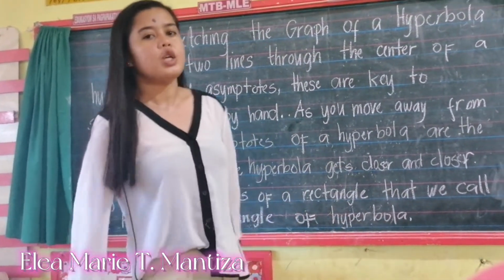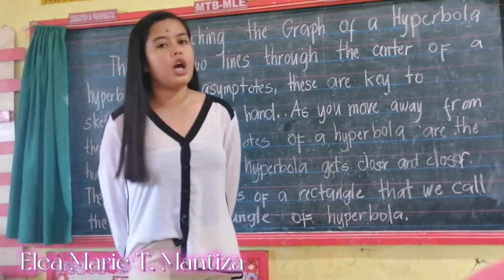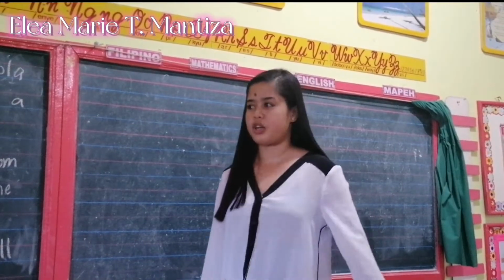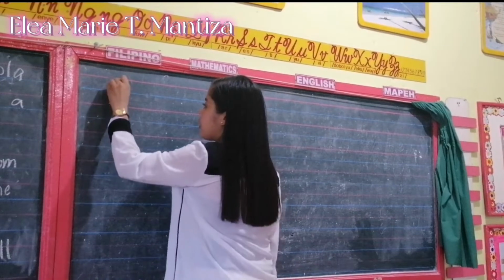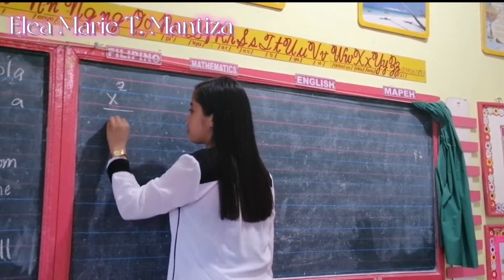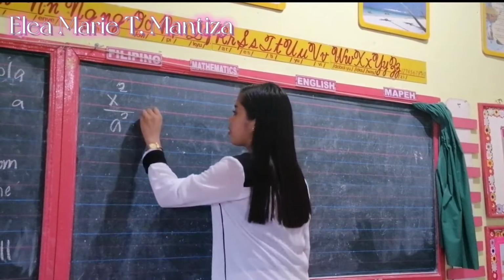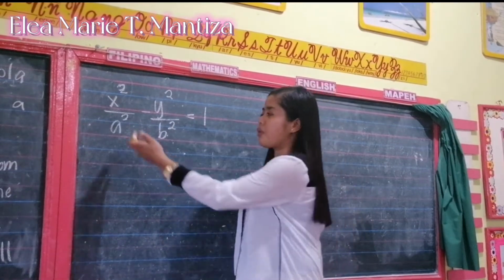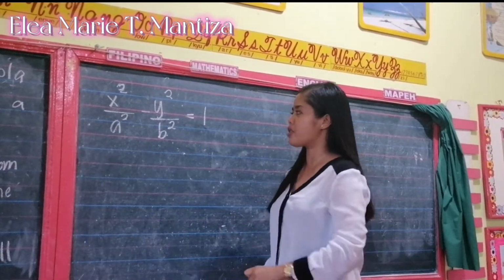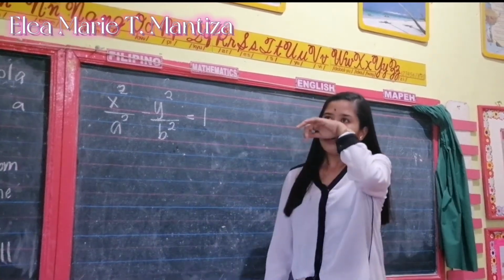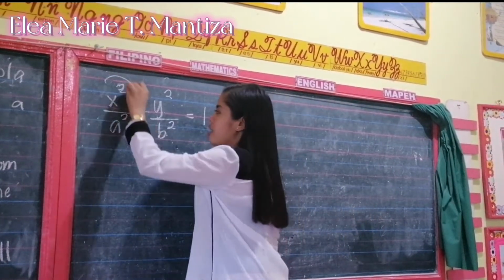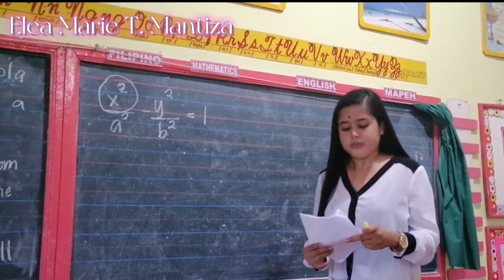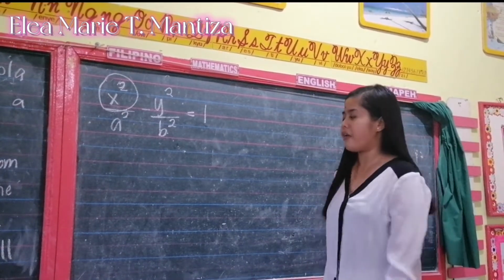And next, we will proceed to the fundamental rectangle of the hyperbola centered at our origin. Then we proceed to the equations. So x squared over a squared minus y squared over b squared equals 1. Since x squared comes first, the axis will be horizontal. So, we will use the vertices of the rectangle.